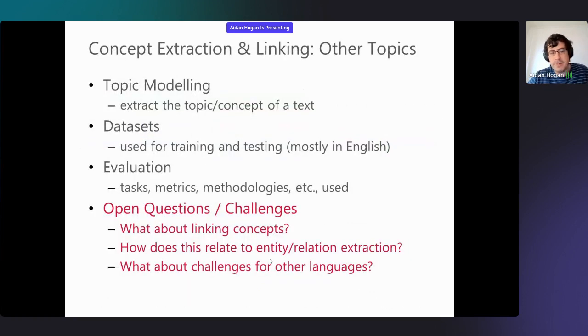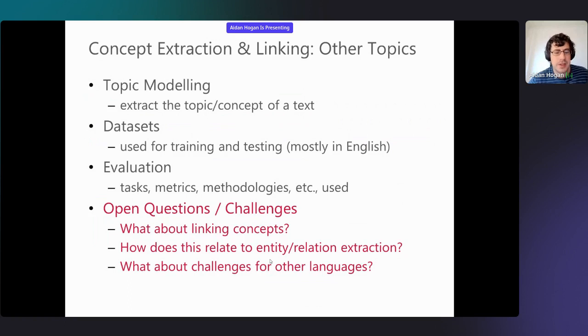So again, we have some other topics not discussed. Topic modeling is a little bit different in that the idea is to take a text and then extract the topic or concept of a text, something that can then be linked with the knowledge graph to say, this tweet here is related to this topic and described by the knowledge graph, for example. We also discuss data sets and evaluation in detail in the paper.